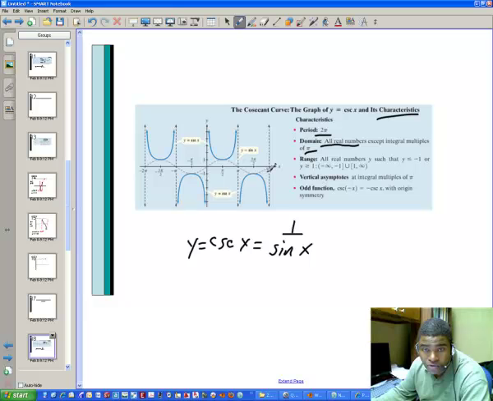And then the range: because the graph peaks out, it uses the max and the mins of the sine graph. The range is going to be greater than or equal to 1 or less than or equal to -1, and we can write that in set notation. It's going from negative infinity to -1, including -1, and also including 1 to positive infinity. And then of course you have vertical asymptotes at multiples of pi, and it is an odd function, so its symmetry is about the origin.